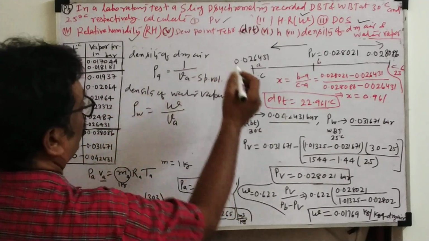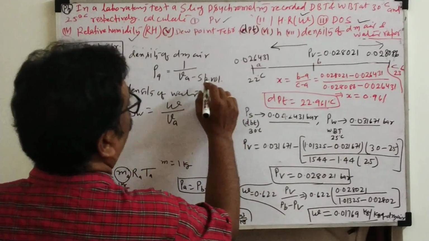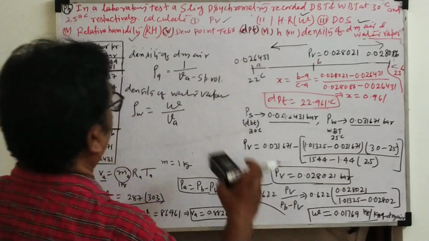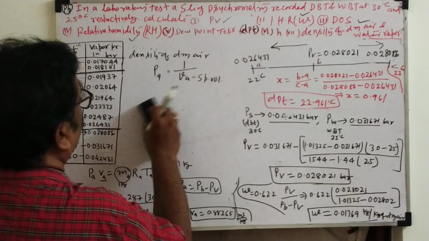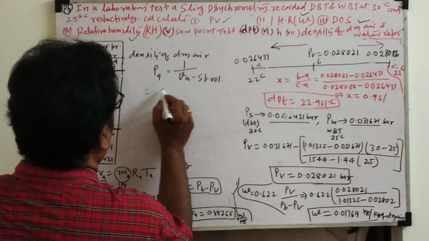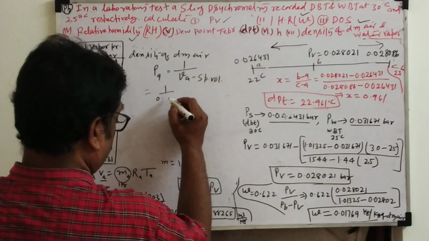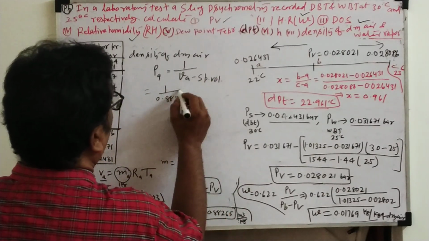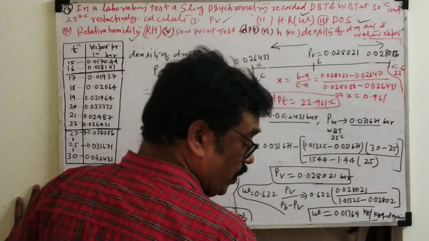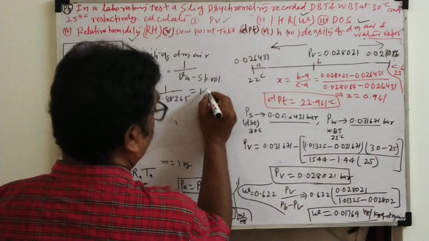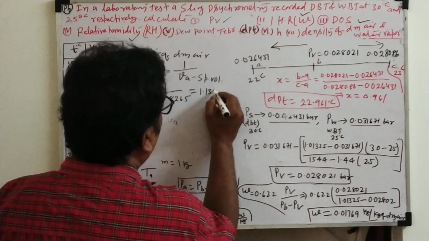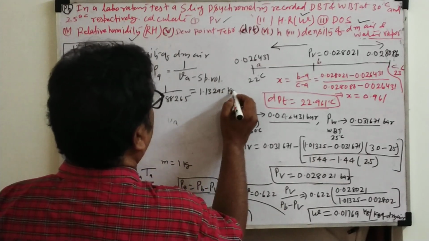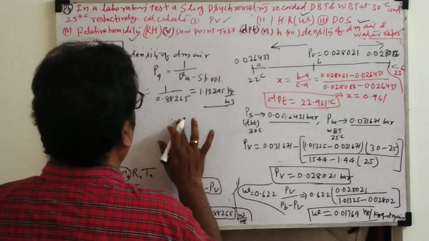Now if you substitute here, first one, we will write this later on. If we substitute here, what will we get? 1 by 0.88265. This value is coming 1.13295, so the unit will be kg per meter cube. This is the density of the dry air.